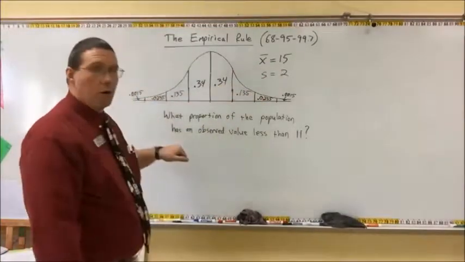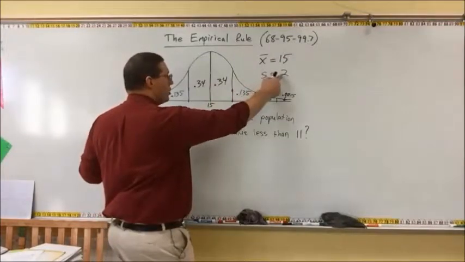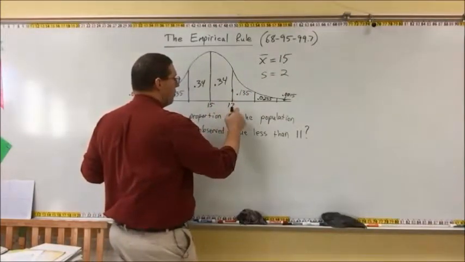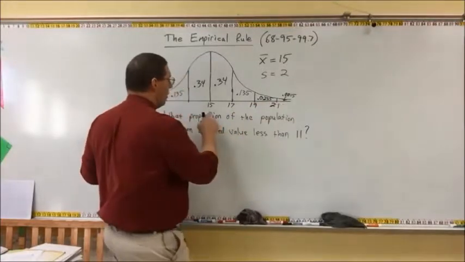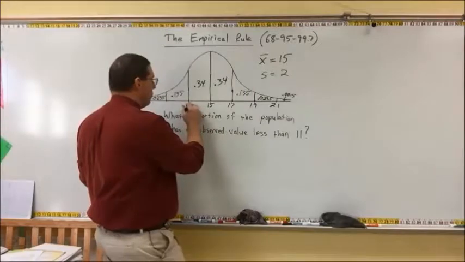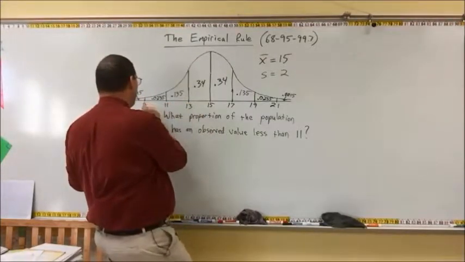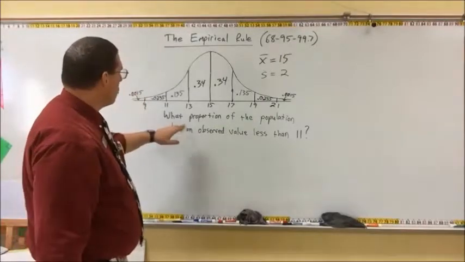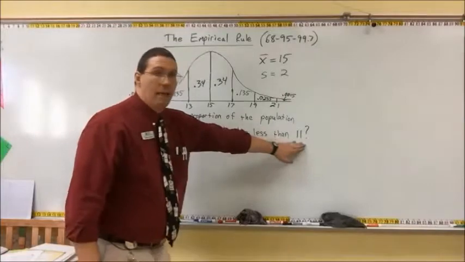Well, in order to answer this question, let's first put in our numbers. Let's create our normal distribution. The mean is 15. Standard deviation is 2. So we're going to go up by 2, 17. Go up by 2, 19. Go up by 2, 21. Go back to the mean. Go down by 2, 13. Go down by 2, 11. Go down by 2, 9. Okay? And so the question is, what proportion of the population has an observed value less than 11?